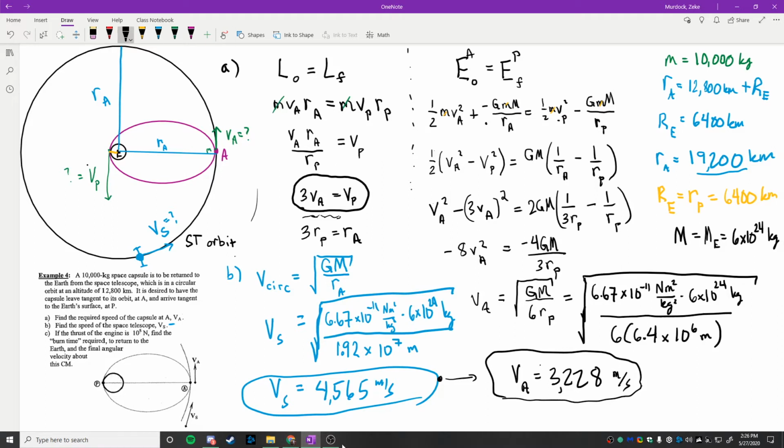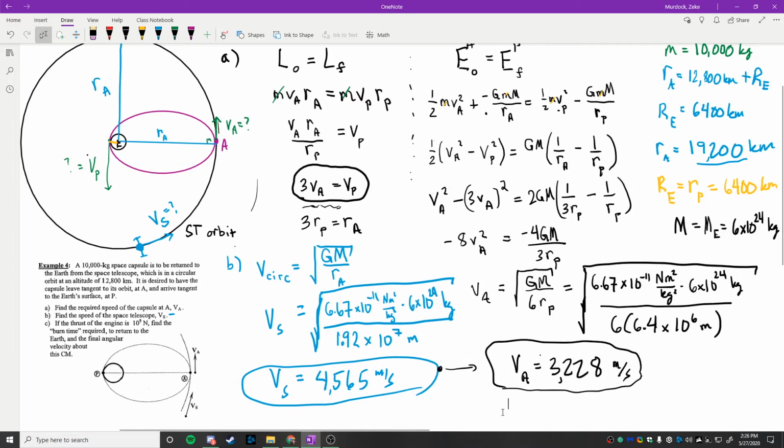You can kind of think about how this is working. It's falling around, falling around, falling around. It would stay with the satellite, the space telescope. The capsule and the space telescope would be riding along together, just doing these loops, and it would go on forever. But once we get to this point right here, at point A, if the capsule slows down and drops its speed to this, it can basically go back to Earth.